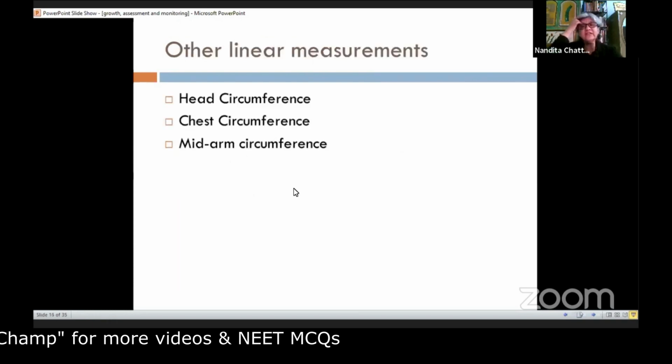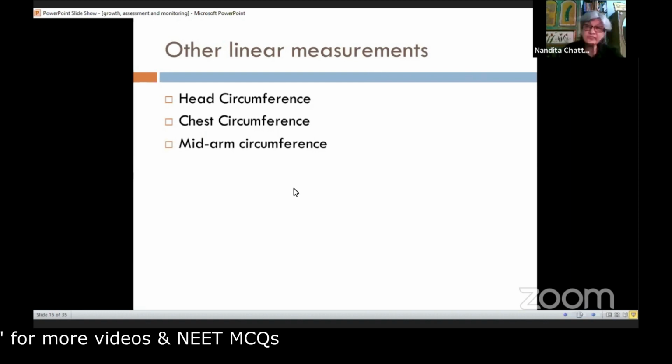There are certain other linear measurements that are important to assess growth. One is head circumference, because as the brain is growing, the head size will also be growing. Chest circumference and mid-arm circumference. A few words about each of these. These are important as short notes. And also, you need to know this very well if you are going to get into pediatrics.